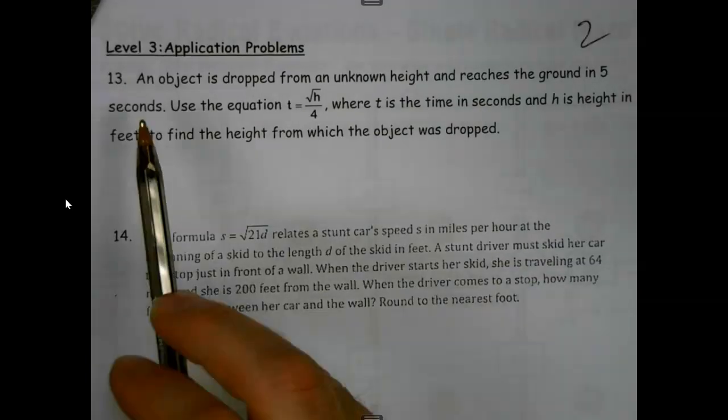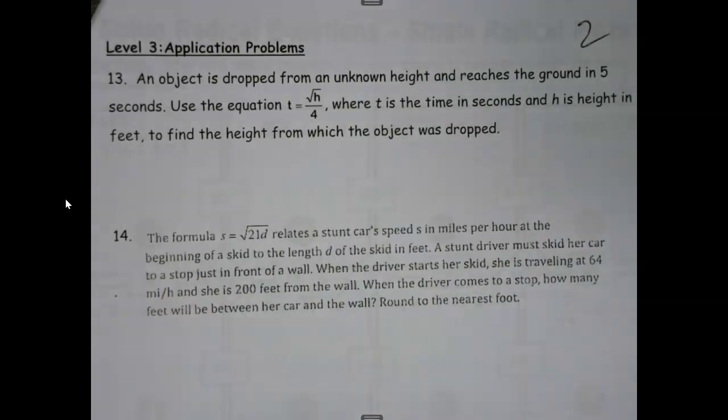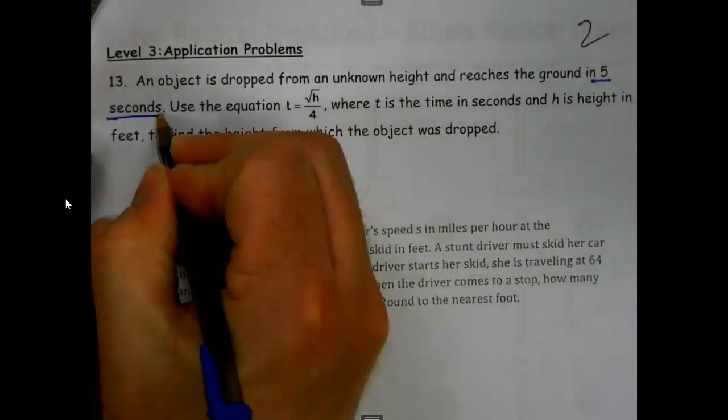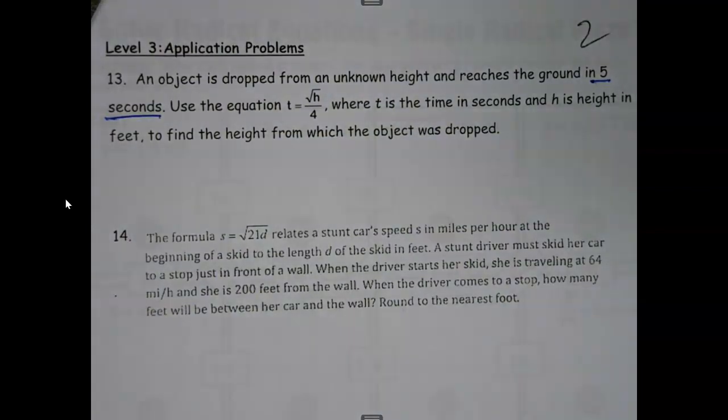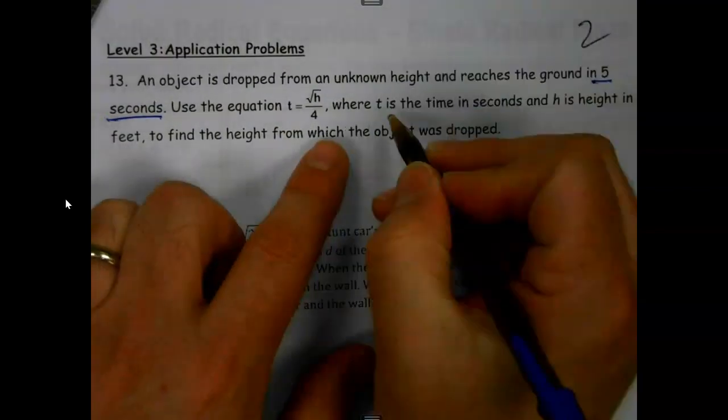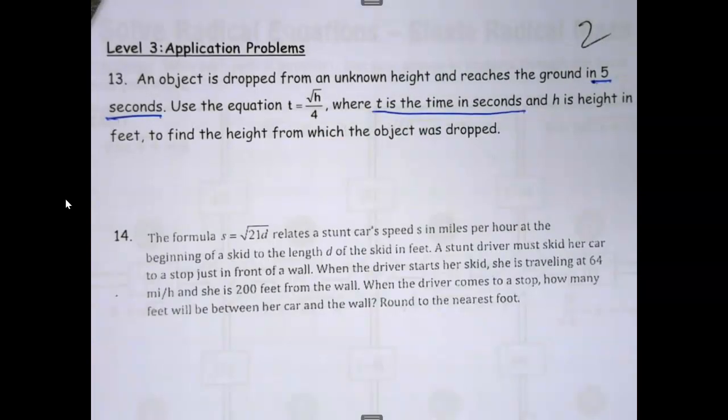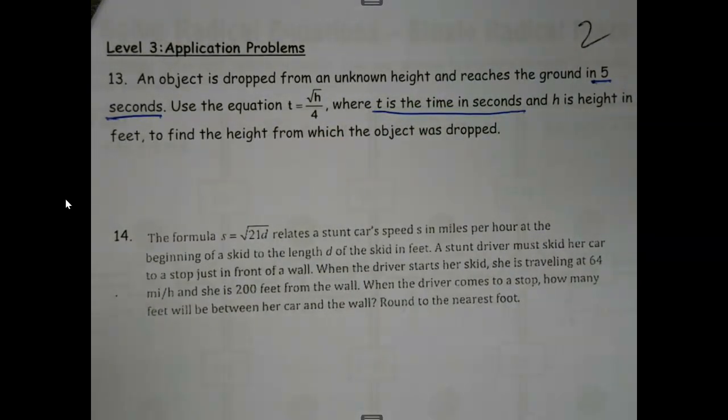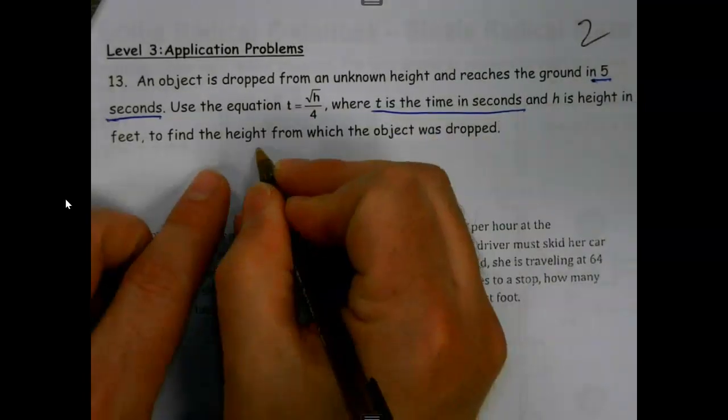So, an object is dropped from an unknown height and reaches the ground in 5 seconds. Use the equation t equals the square root of h over 4, where t is the time in seconds and h is the height in feet, to find the height from which the object was dropped. The only number they give us in the problem is 5 seconds. So I look and I'm like, okay, t is the time in seconds. So what we're going to do is plug in the 5 for t.